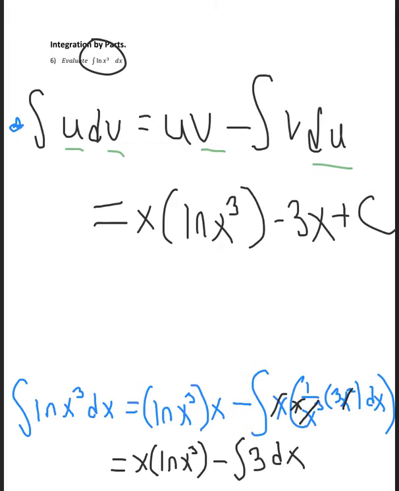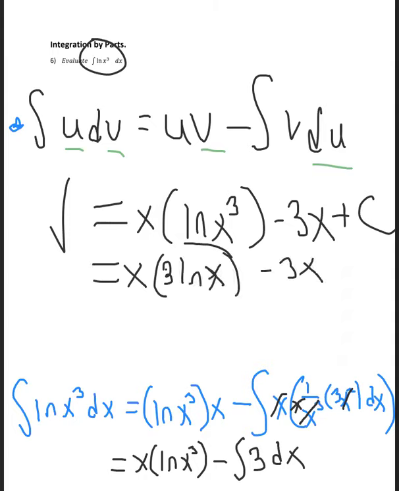This would be marked right on the AP test, but just a reminder, when you have an ln problem and it has an exponent, you can rewrite that problem as having a coefficient of 3. So just keep that in mind. So another way of having this answer would just be 3 times x ln of x minus 3x.